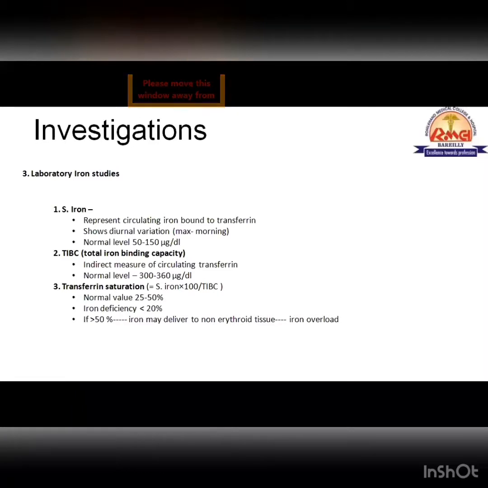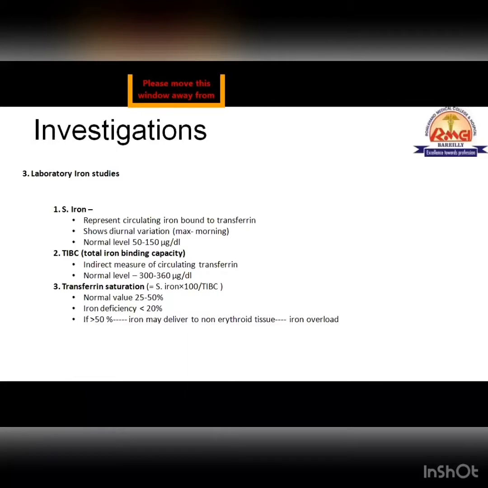Second is transferrin saturation. Usually, if you take the mean of this 50 and 150, the mean will be 100. And the serum iron circulating inside the body in normal condition is 100. The total iron binding capacity is 300 to 360. Say it is 300. Then if you divide 100 by 300, you will get 1/3. Again, if you divide this 50 with 300 and 150 with 300, you will get this value of 50% and 25%.